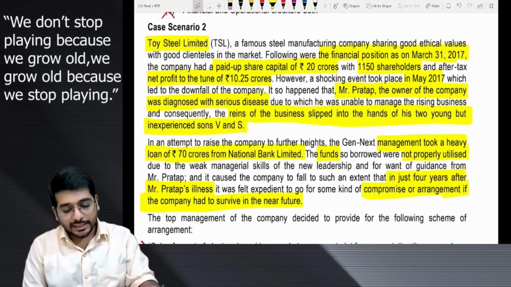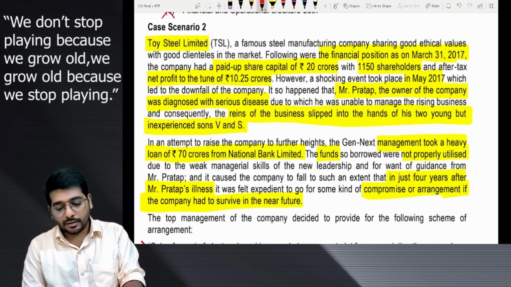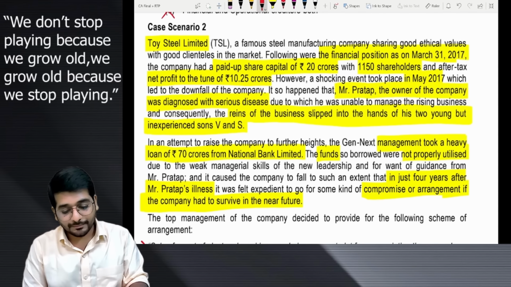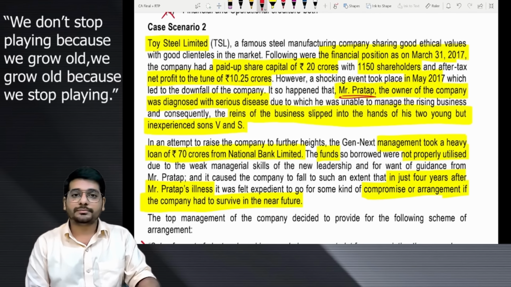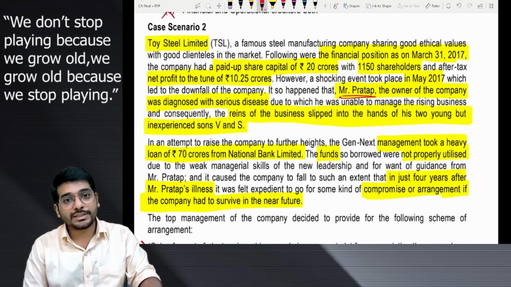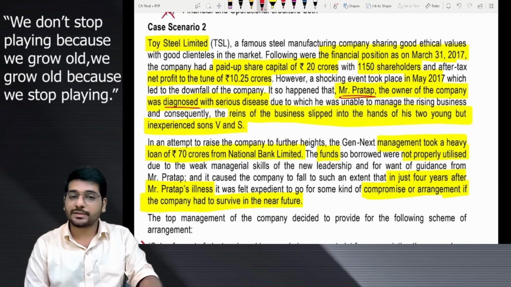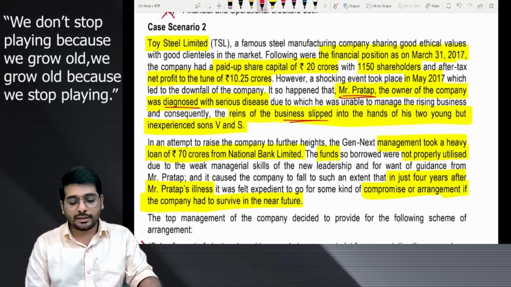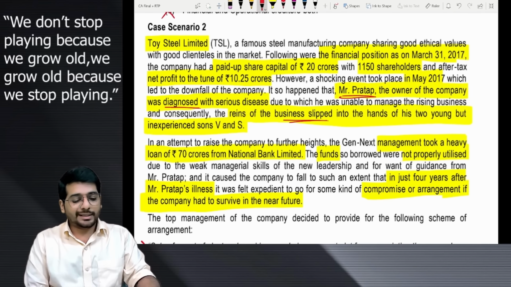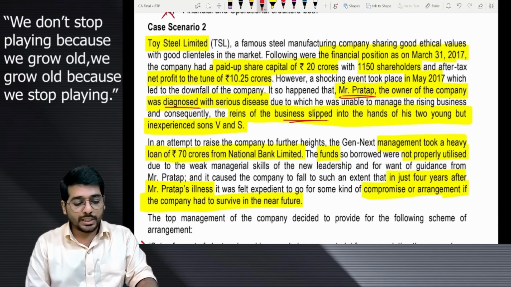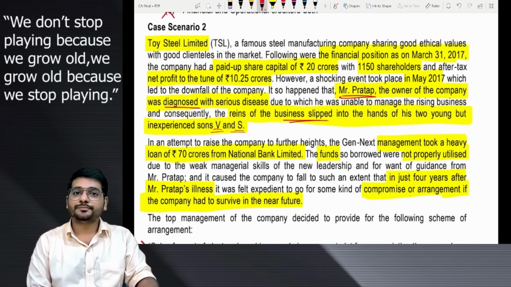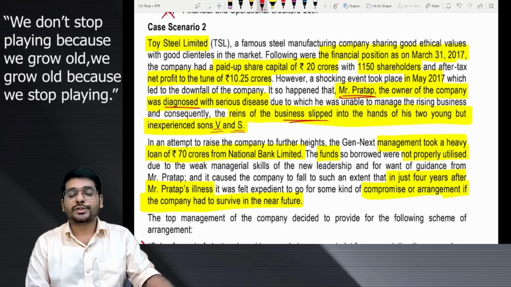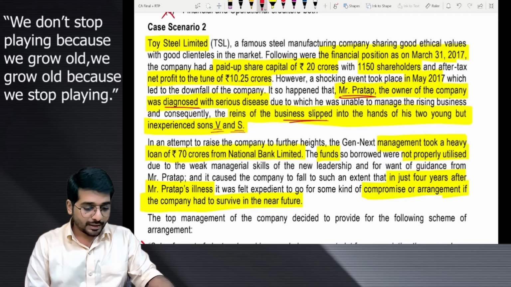Then they are saying in May 2017, Mr. Pratap, who is the owner of the company, was diagnosed with serious disease. Okay. That is why what they did, the reins of the business were given to 2 young and inexperienced sons of Mr. Pratap, Mr. V and Mr. S. They were running the business now because Mr. Pratap was diagnosed with a serious disease.